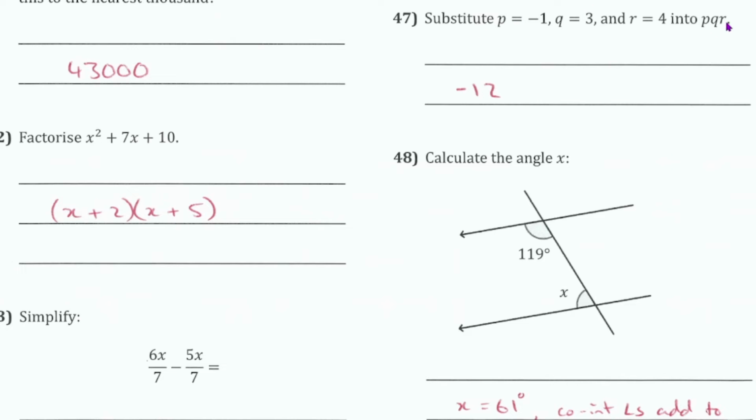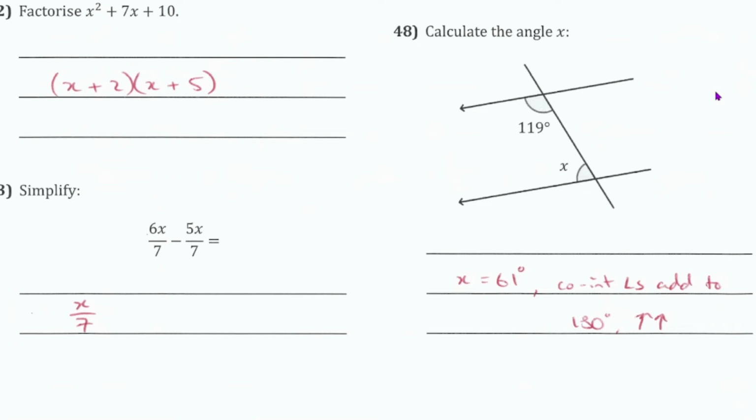For this one, P, Q, and R are next door to each other. There's no plus symbol, so we assume it means multiply. Here we go, minus 1 times 3 times 4. Well, 3 times 4 is 12, times minus 1 is negative 12. And that's our answer.